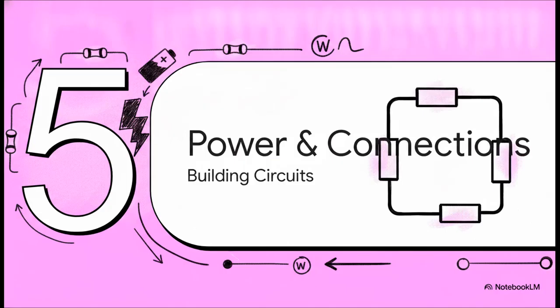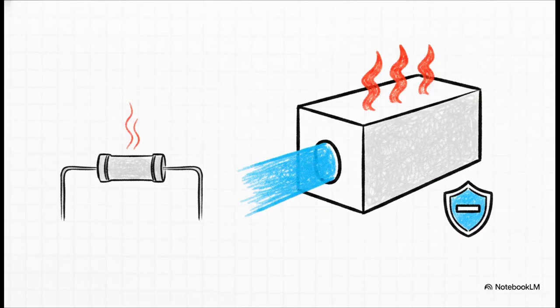Section 5: Power and Connections, Building Complex Circuits. We are in the home stretch now. Figuring out the ohms you need is fantastic, but choosing the right resistor involves just a tiny bit more. We also have to consider physical power. Because a resistor acts like a valve blocking current, it naturally generates heat. The amount of heat it can safely handle without catching fire is measured in watts.